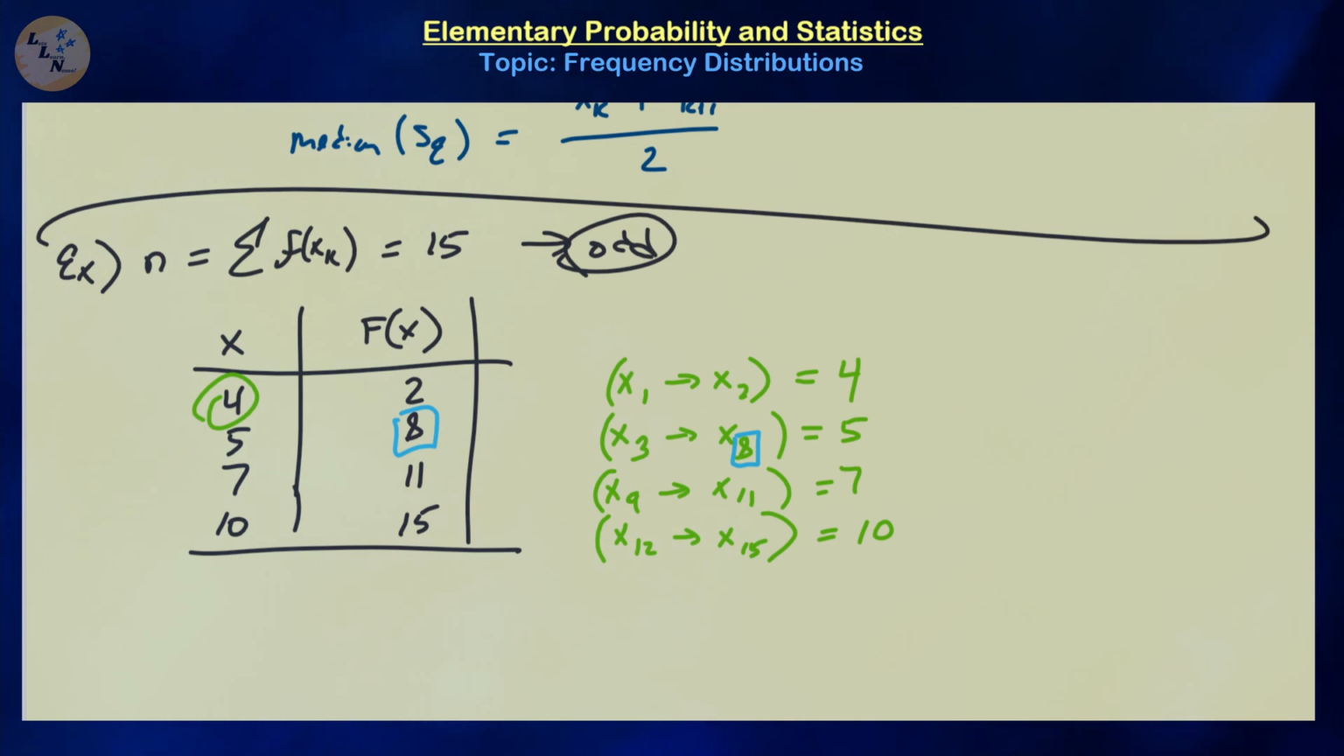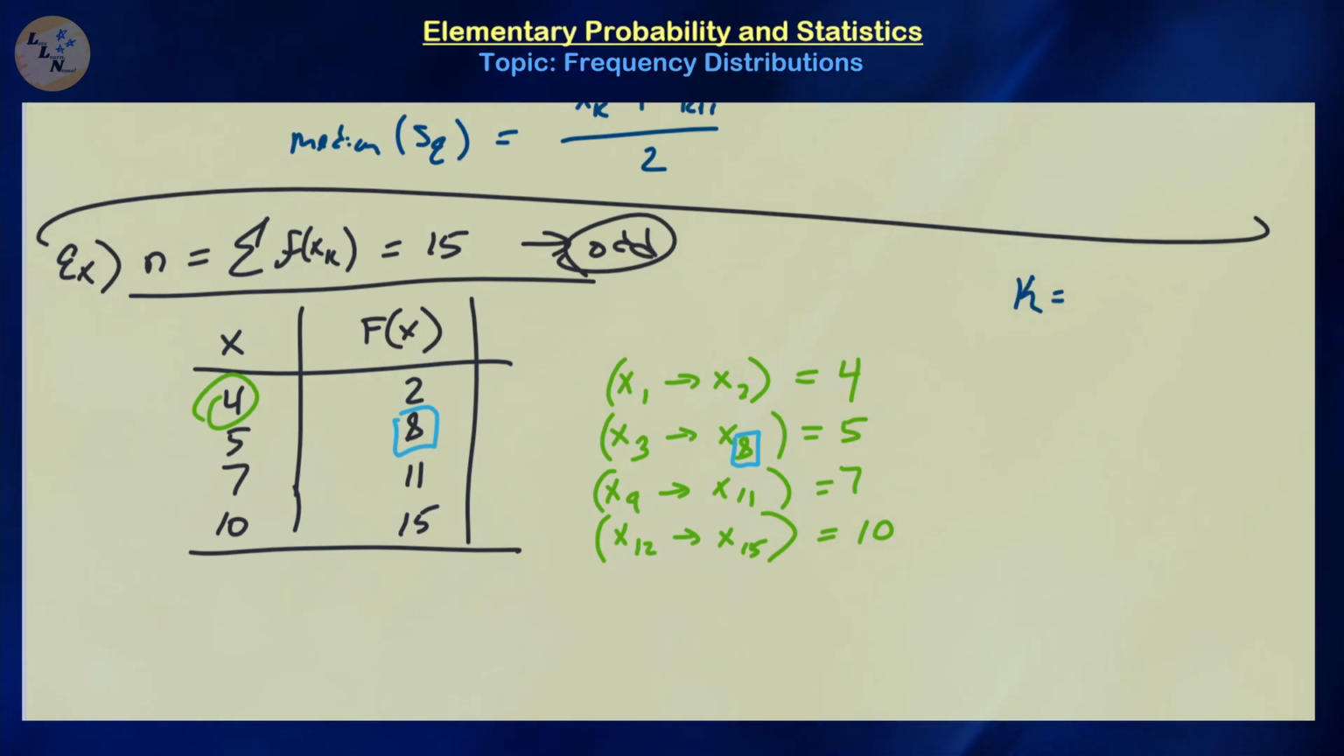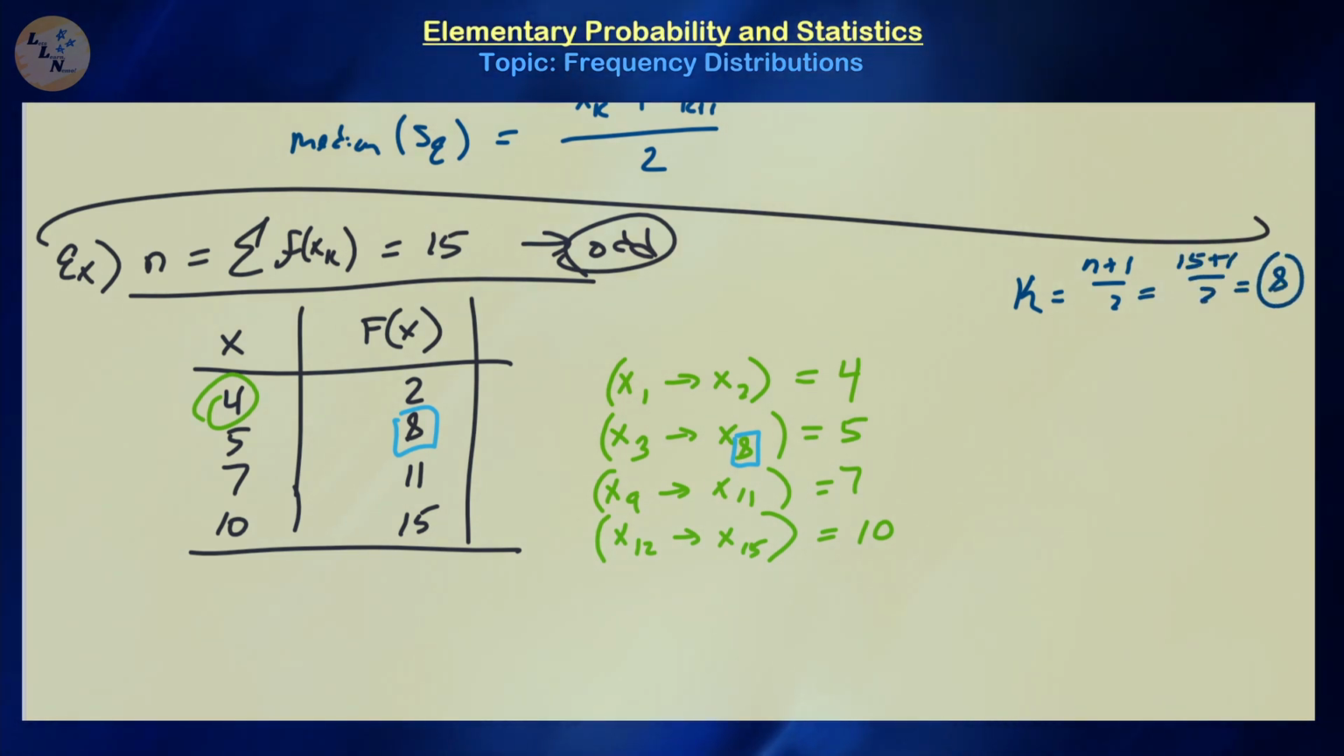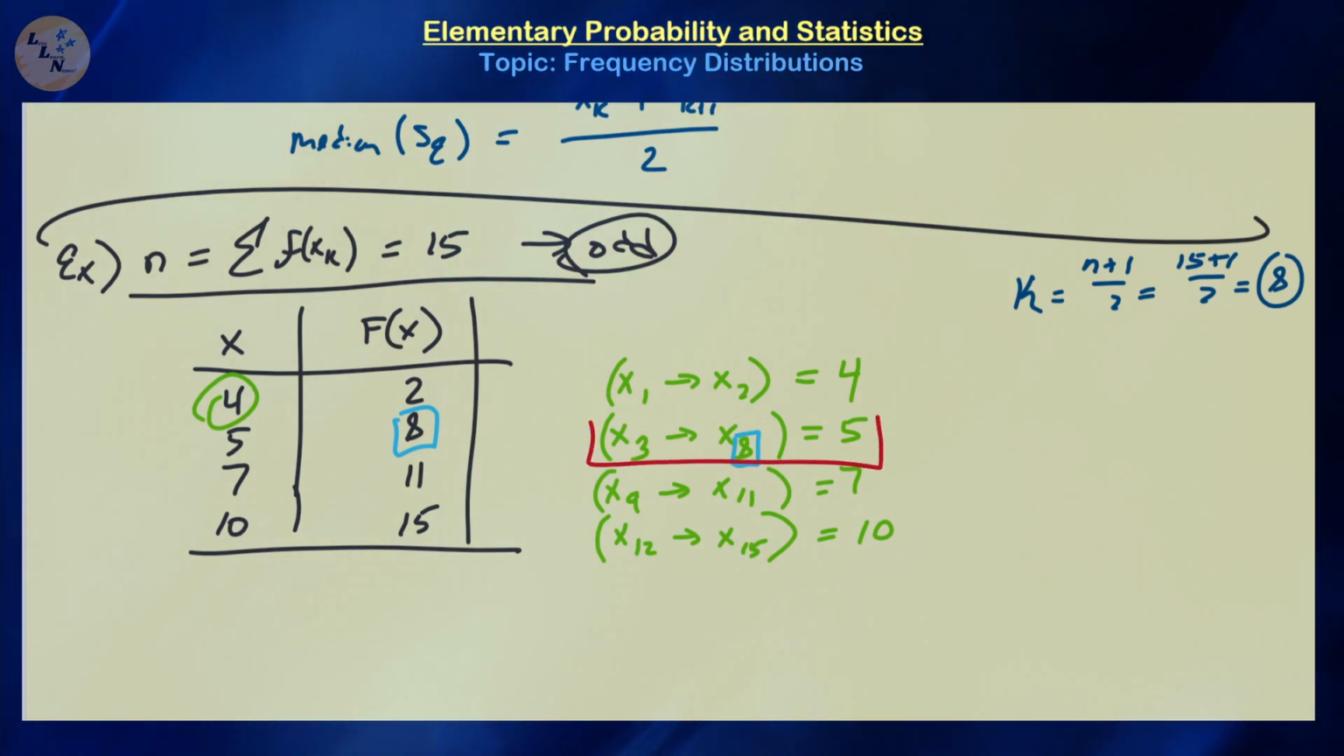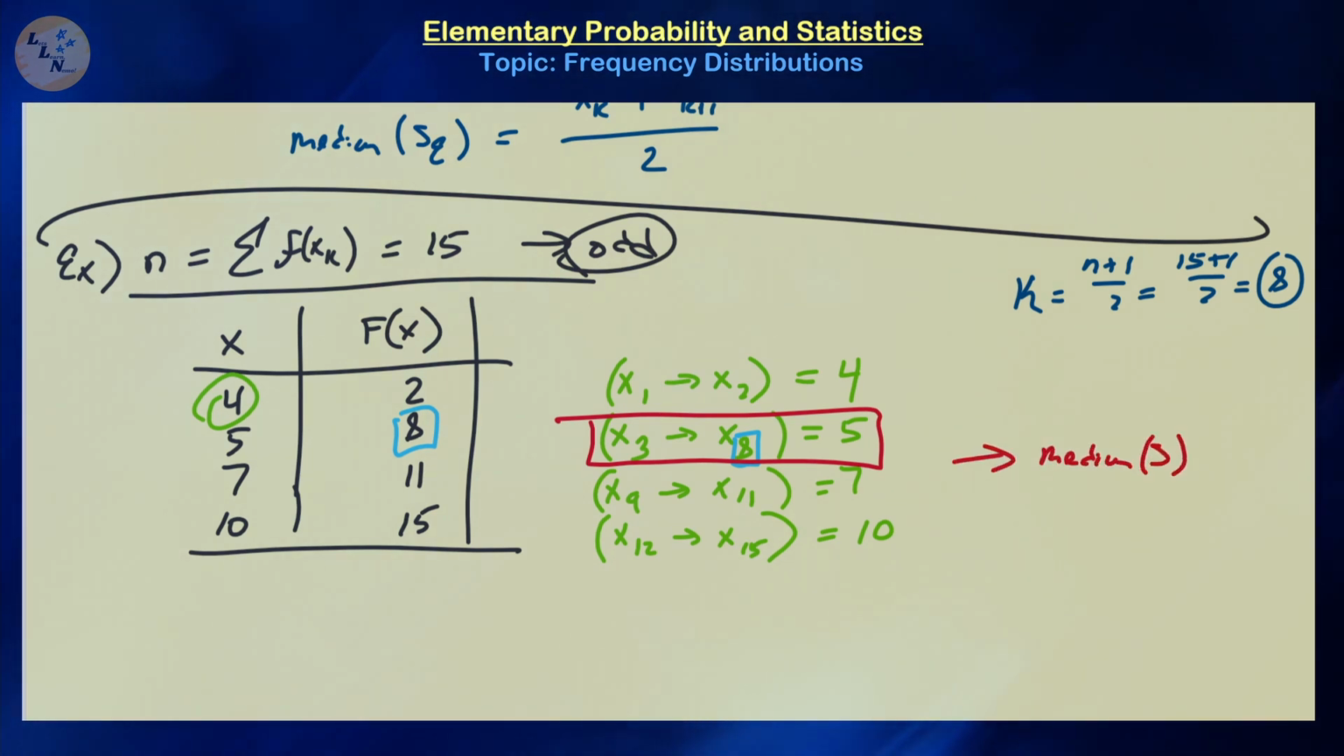So what do we know? Since the cardinality of our data set is an odd number, the rank associated to the median is always going to be n plus 1 over 2, which is 15 plus 1 over 2, which is 8. So element 8 is the last element of the second category. Since all elements from 3 to 8 are equal to 5, the median of our data set is equal to 5. And that's how you can figure out the median of a data set.